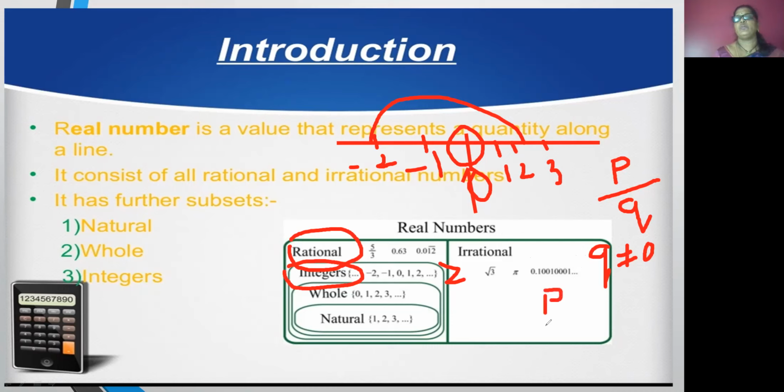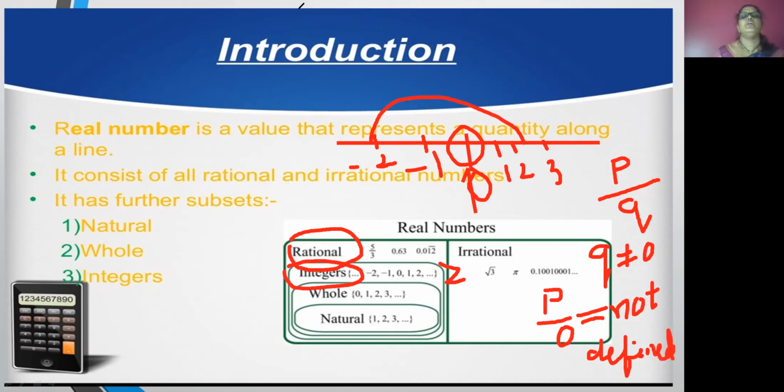If I apply Q equal to 0, it becomes division by 0. So you learned that division by 0 is not defined. Division by 0 is what? Not defined. Yes, exactly, it's not defined. You learned about that.